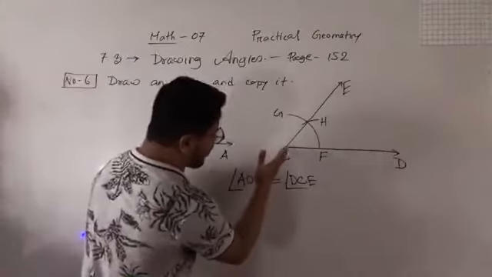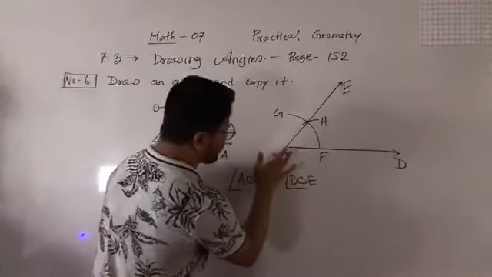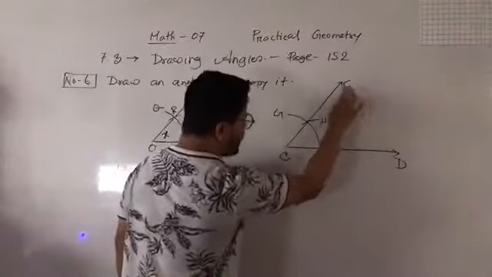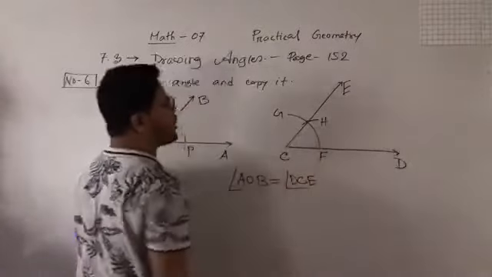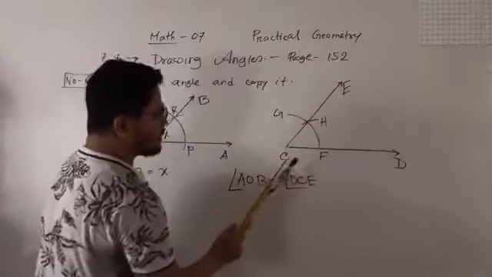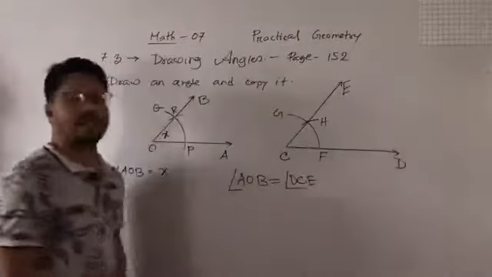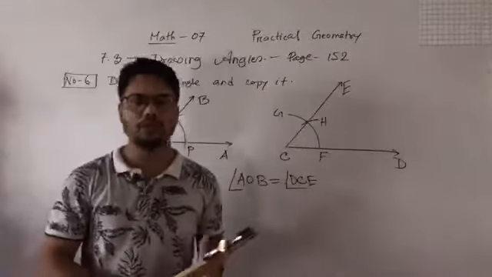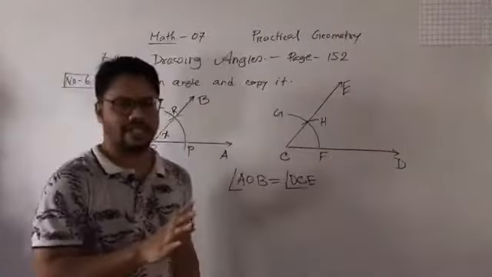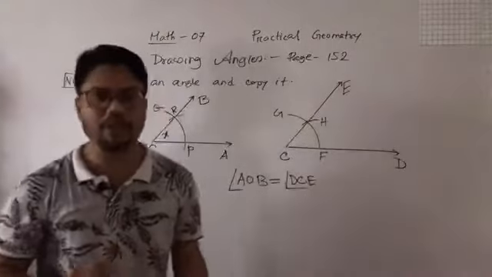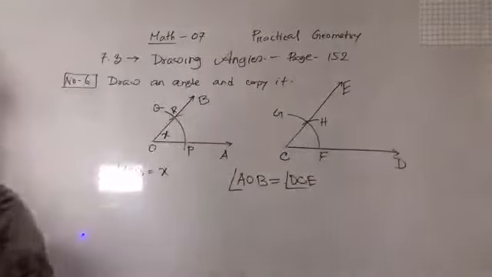Now draw a ray CE which passes through the point H. So ECD is the required angle. I think this is clear to you. My dear students, in the comment section you can write your opinion, is it okay to you or not? We are going to discuss the next one.